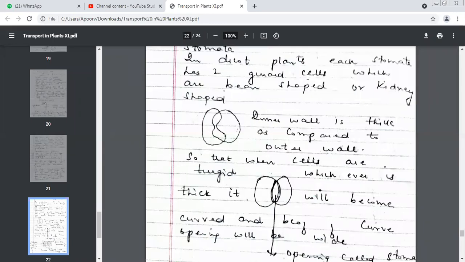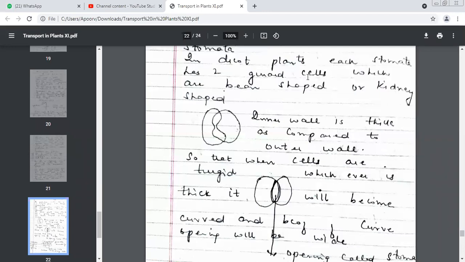So we were talking about dicots and we said that the guard cells have how many walls, how many membranes? Two, outer and inner. Which one is thicker? The inner wall. And we also said, as a rule, whenever water is absorbed and a cell becomes turgid, one of the walls is going to become curved in shape. So which one will become curved, the thicker one or the thinner one? The thicker one.